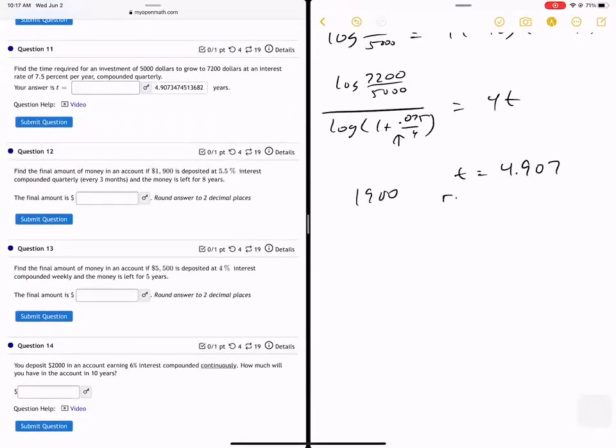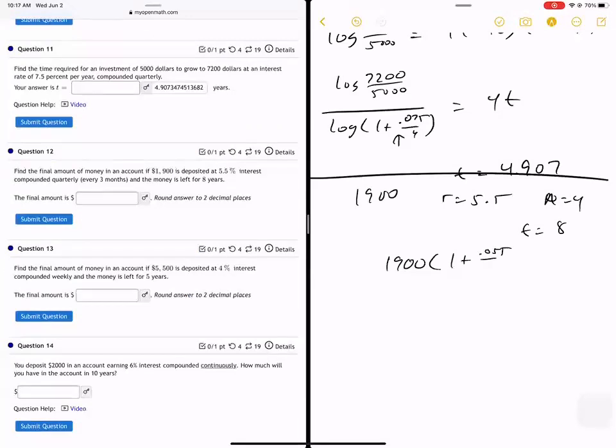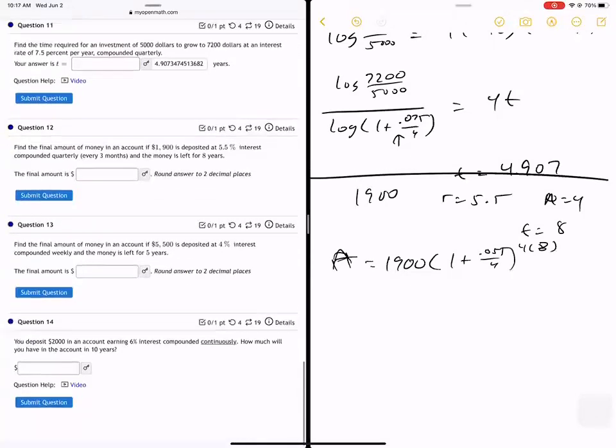The deposit rate was 5.5%, compounded quarterly. Quarterly is n equal to 4 times. And the money is left for 8 years. Okay, this one's pretty easy. They just want us to plug it in. 1,900 at a rate of 1 plus 0.055 over 4, because that's a decimal, and 4 times 8. And that's our final value. Now let's hit equals. So that one's not really solving, that's just plugging it in.